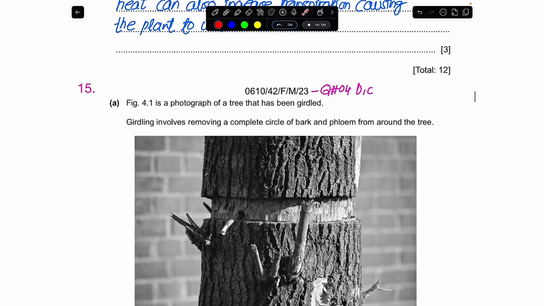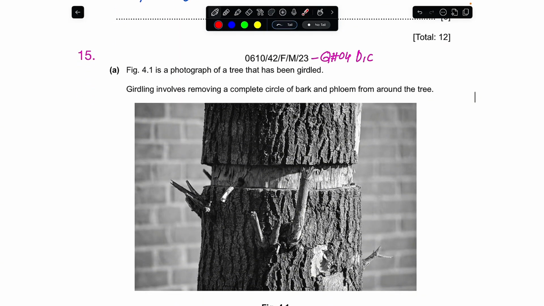Moving onward to this question, this appeared in the February-March session of 2023. The variant for your theory paper was 4-2, and in that paper, this was question number 4. The B and the C parts were related to photosynthesis, and in this we would see writing the equation of photosynthesis and the use of the glucose that is carried from the leaves to some other part of the plant.